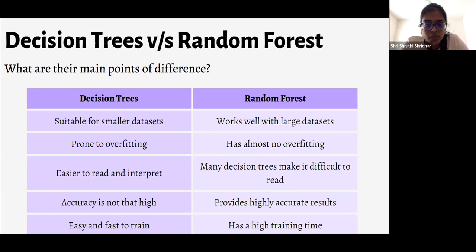Next one is works well with large data sets. Again, it's a contradictory point of the first one that we had. Because we have different decision trees, random forest works well with large data sets rather than a decision tree. Provides highly accurate results. So this again is a feature of random forest.